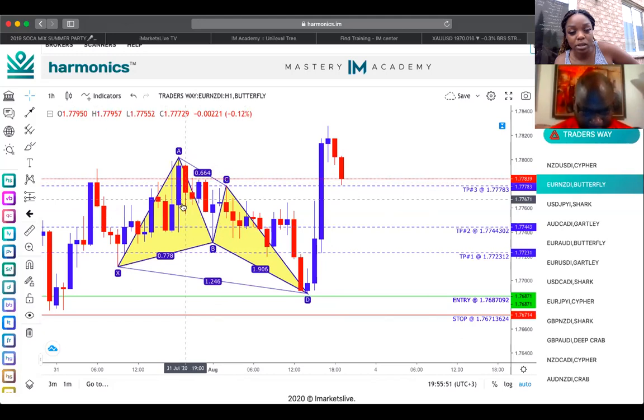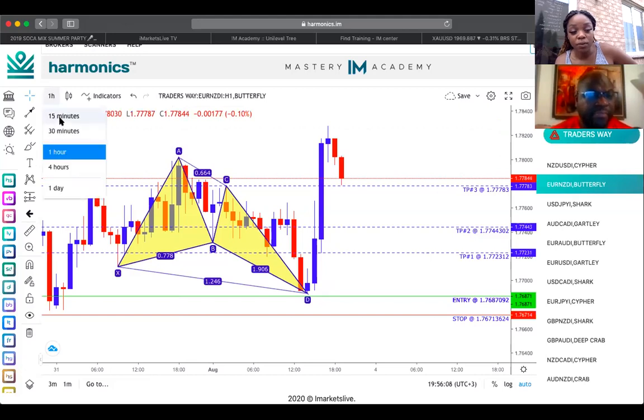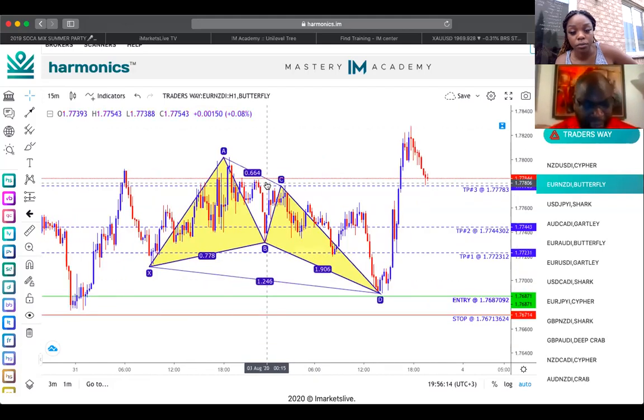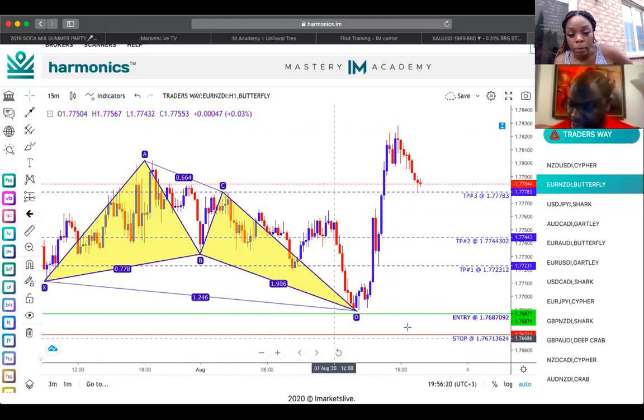Sorry, I'm just seeing something here. So this would be a butterfly pattern based on the H1 time frame, right? Yes. But if I decide to change my candles, if I go to 15-minute, it's still the H1 butterfly. The formation itself was set based on the 1 hour time frame. Yes. All right. I got you.